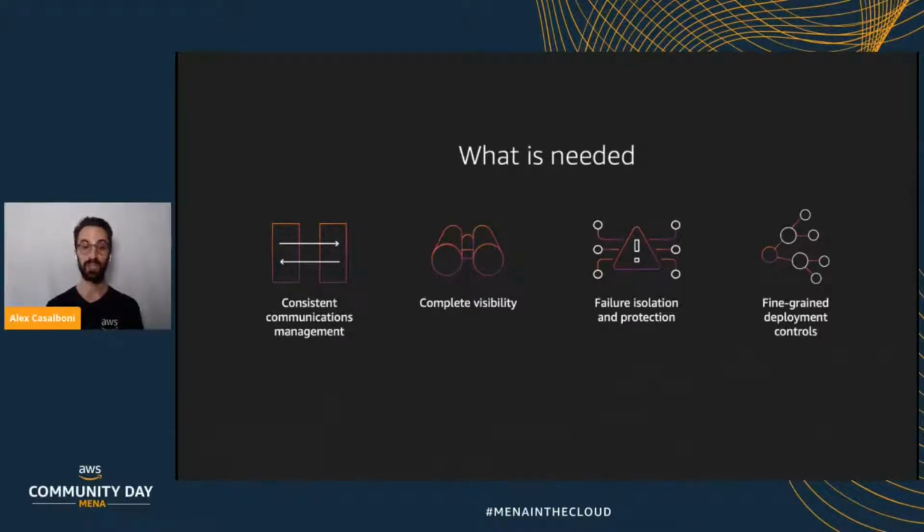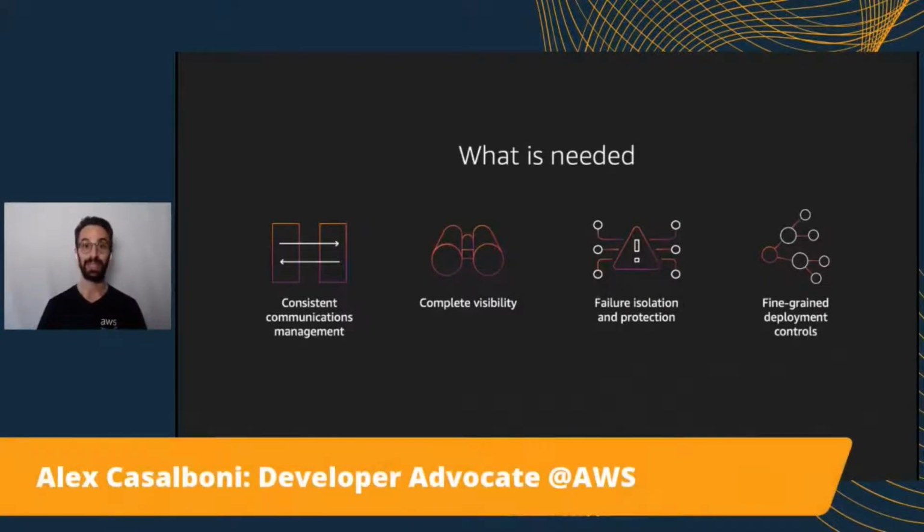You want to have complete visibility over what's going on in the system. As I mentioned before, you want to isolate failures so that you are protected. As our CTO, Werner Vogels, always says, failures happen all the time. You cannot avoid it, but you can protect from those failures. You can be ready for when those failures happen with automation and with all the best practices that we'll talk about today and tomorrow. And you also want to have fine-grained controls over deployments.